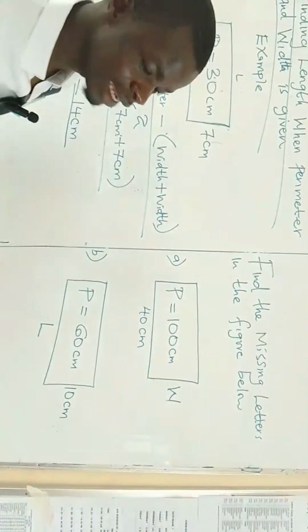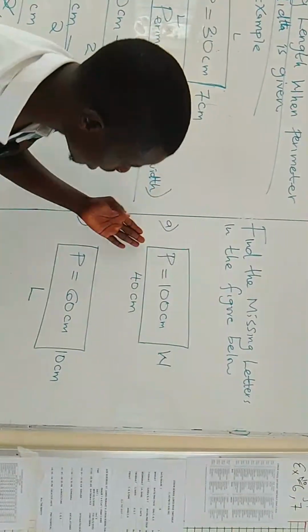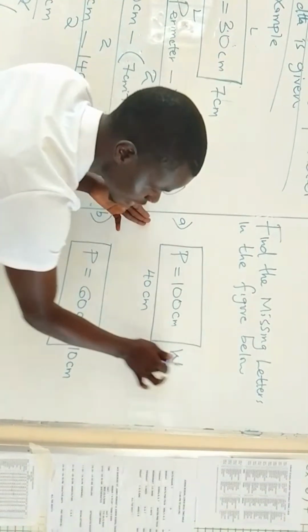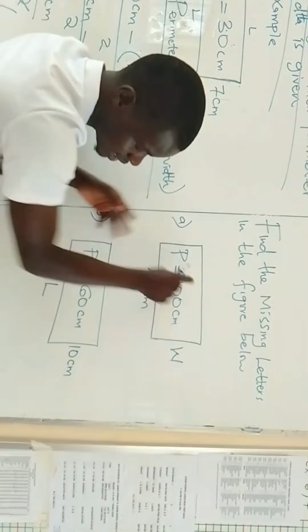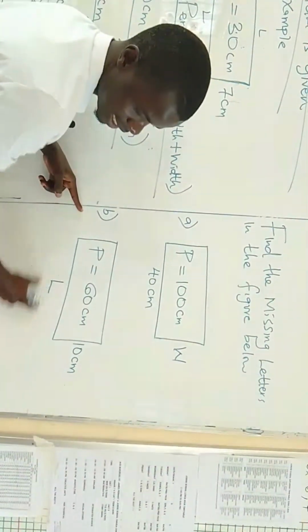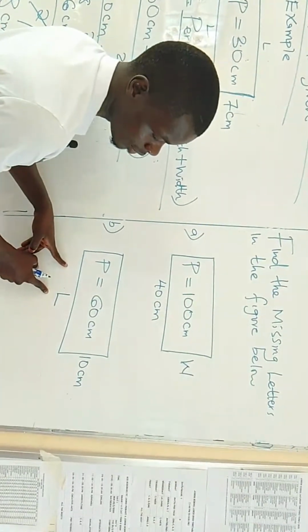At a few time, kindly try to work out this one. Find the missing letters in the figure below. So you're having a rectangle here with the length to be 40, but the width is missing. So find that width when the perimeter is given. To this one also, we are having the rectangle, we are missing the length, we are having the width, but now the perimeter is given. So find the length that we are having here.